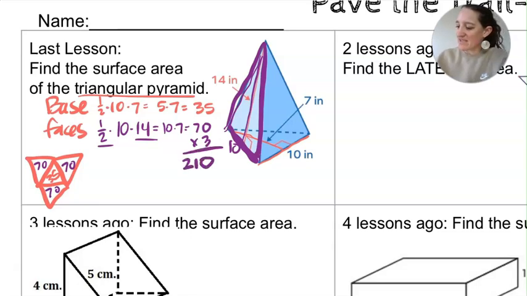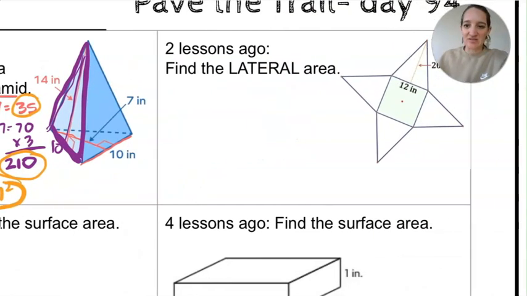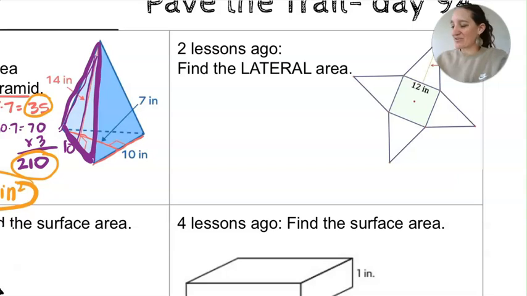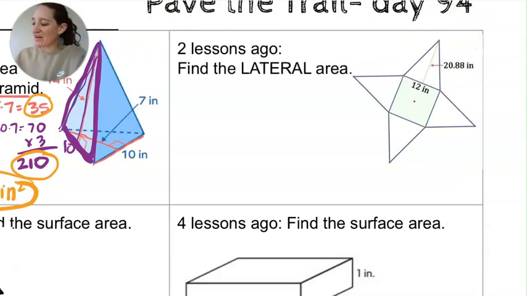The final step is to add the base and the faces and get 245 inches squared. Oh, lateral area. Yes. Let's do lateral area.